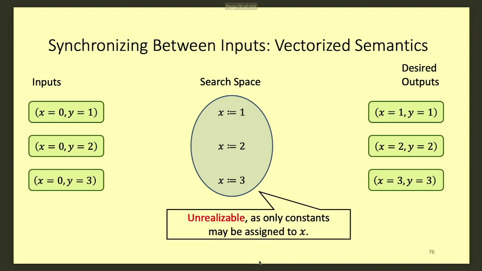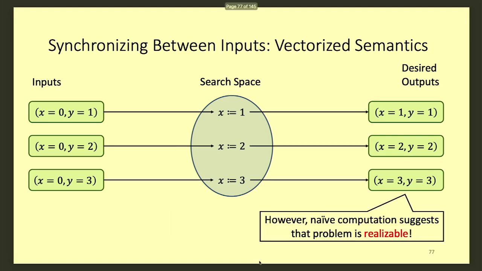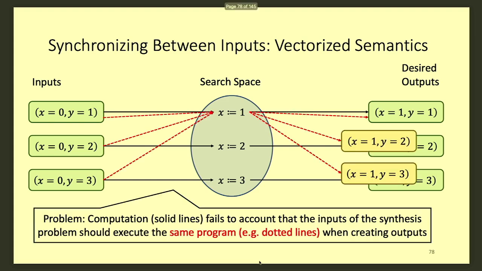So clearly, this problem is unrealizable because I can only assign constants to x, and the value of my y changes. So there's no program inside the search space that works for all of the examples. But if you do a naive computation of all the outputs that you can achieve by taking a combination of input and search space program, this is going to suggest that the problem is actually realizable. And this is because the naive computation that we did before fails to account for the fact that the inputs of the synthesis problem should actually execute the same program, which is expressed using dotted red lines when creating the outputs.